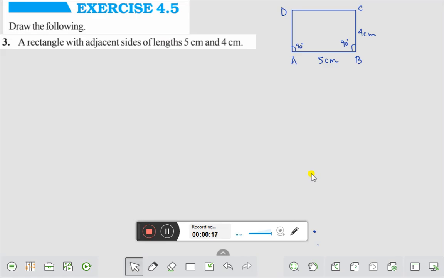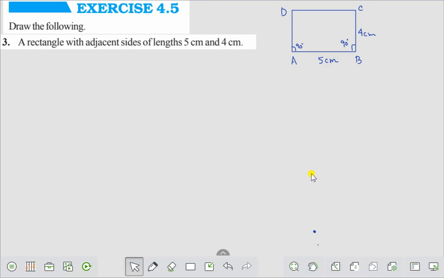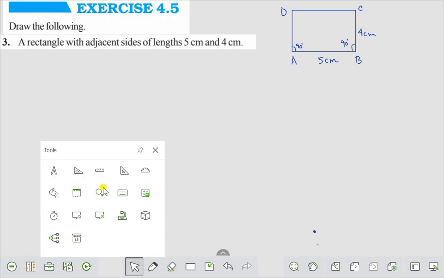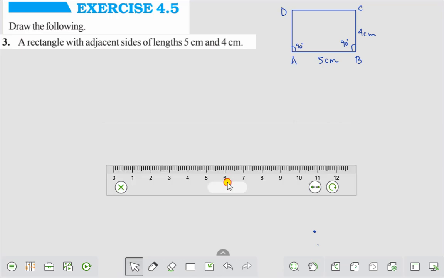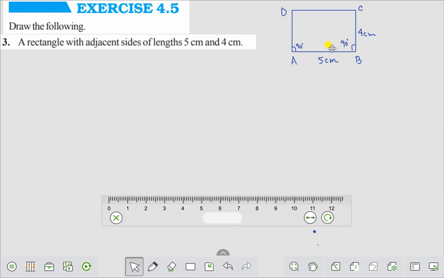Right? Let us draw. First of all, take a ruler. With the help of this ruler, draw AB. This is a rough diagram of this rectangle ABCD. Here AB is 5 cm and another adjacent side is 4 cm. First draw a line AB with 5 cm. This is AB. You draw it with a line of 5 cm.